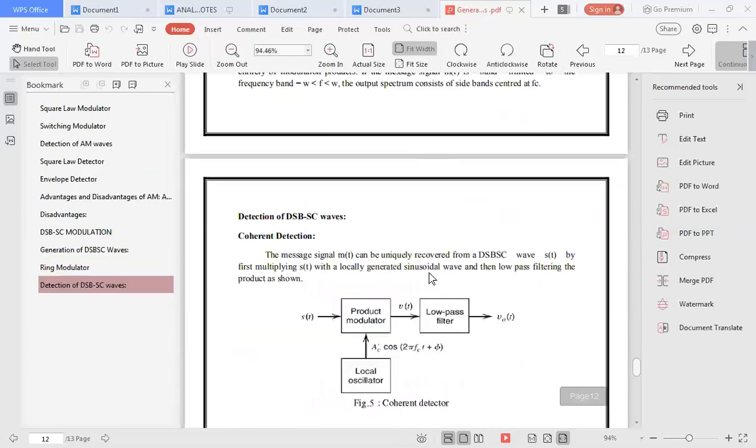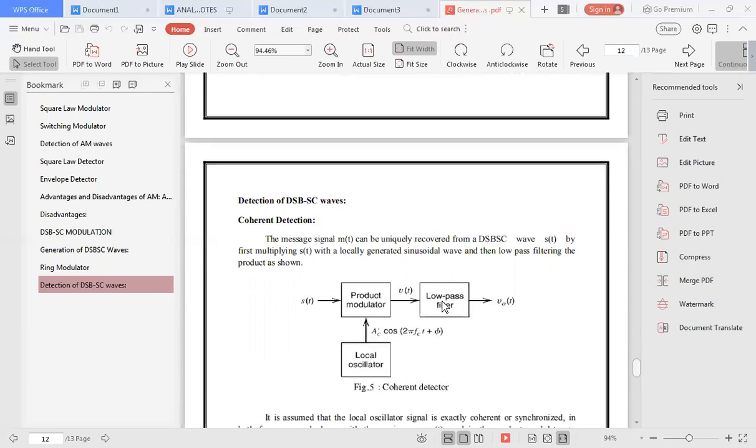Now the detection. Detection is done by the coherent technique. Coherent means the same carrier in the same phase has to be generated at the receiver. This is actually very complex, but the process is simple: the carrier is generated in phase with the carrier by which the signal was transmitted. Then simply use a multiplier, the product modulator, and pass the result through the low pass filter. We get the detected signal from the DSBSC.